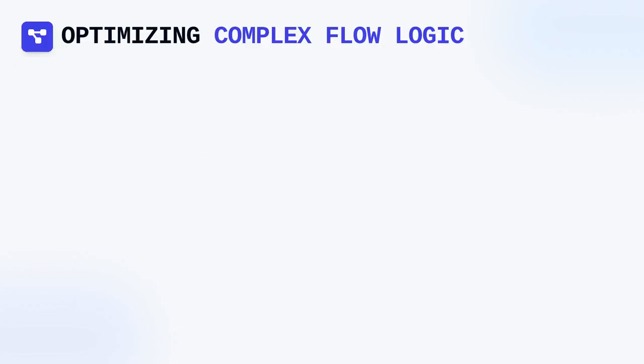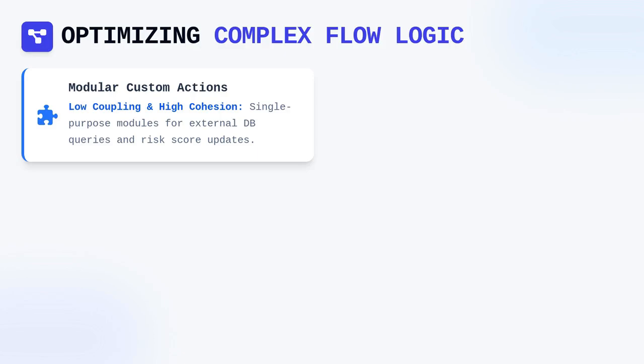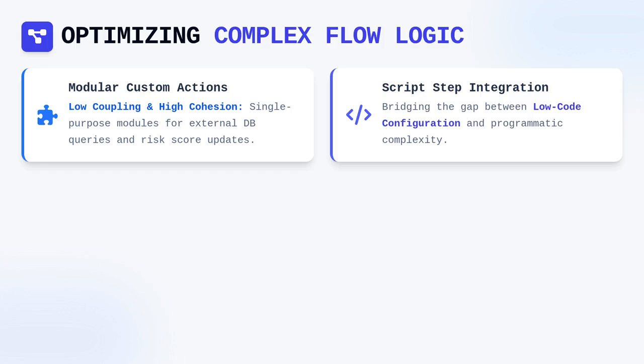To facilitate complex logic, we often rely on custom flow actions that encapsulate modular pieces of functionality, such as querying external patch management databases or updating asset risk scores. These actions should ideally follow the principle of low coupling and high cohesion, meaning each action serves a single, well-defined purpose within the larger orchestration. Inside these actions, we utilize script step components to bridge the gap between low-code configuration and complex programmatic requirements that standard flow steps cannot handle.